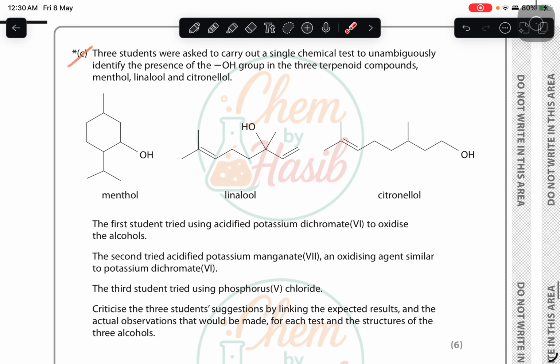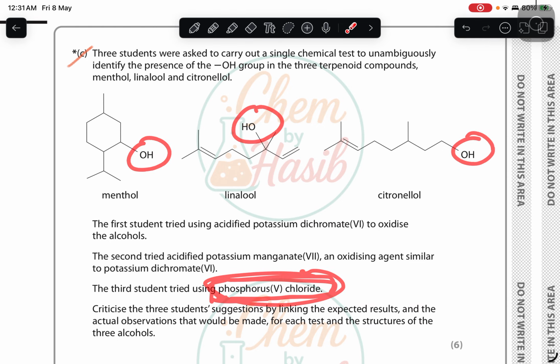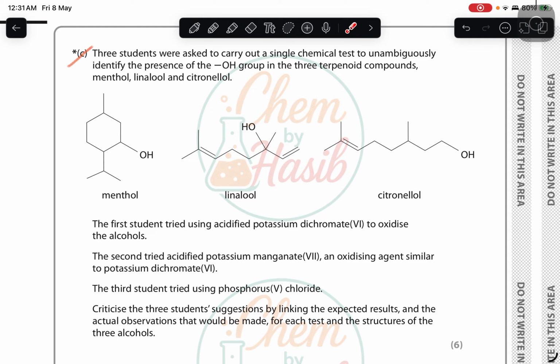Now if you look at the third student, the student used PCl5. This student was correct, because PCl5 will only react with compounds that have OH in them. So the presence of the OH group can be clearly identified using PCl5, because PCl5 will react with all the OH, whether it's primary, secondary or tertiary. It will give you steamy fumes with any compound that contains OH in it.